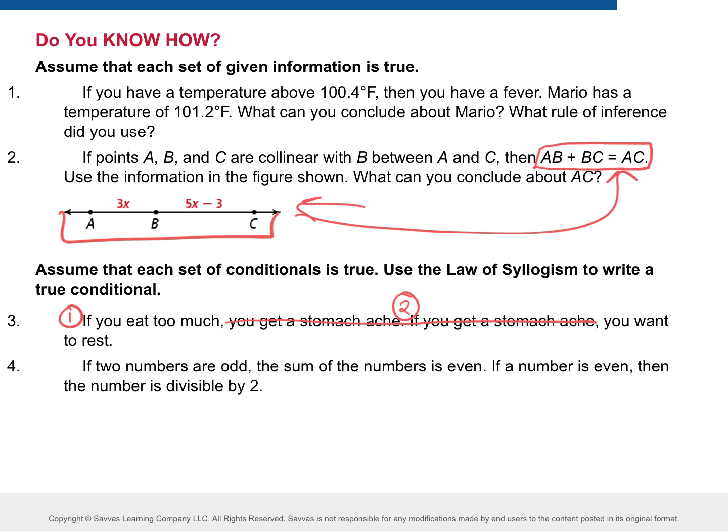Yep. And then number 4, we're using law of syllogism, everybody, because it tells you. What do they have in common? Numbers are even. Okay. What is my new if-then statement? Two numbers are odd. There you go. Yep. If 2 numbers are odd, then the sum is divisible by 2. Good. Questions on detachment or syllogism? Okay.